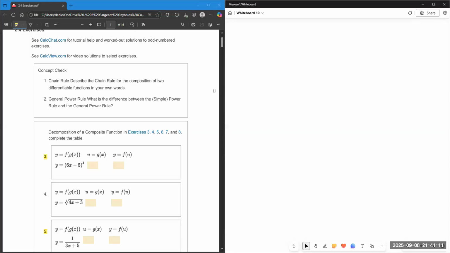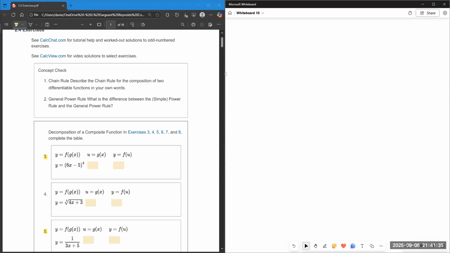and what it is that we need to do to apply the general power rule here, or the general product or quotient rule, or something like that. So usually it's going to be the general power rule here. So first, let's identify my inner function here.